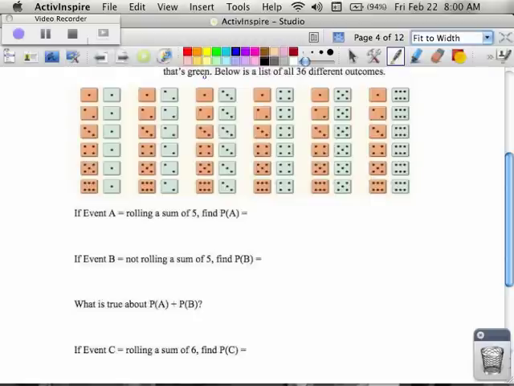As I look at the probability of rolling a sum of 5, I look for all the outcomes that add up to 5. Here's a 5, here's a 5, here's a 5, and here's a 5. That's a total of how many? 4 out of the 36. So you would write down that the probability is 4 out of 36, and please always simplify, so that would be 1/9.